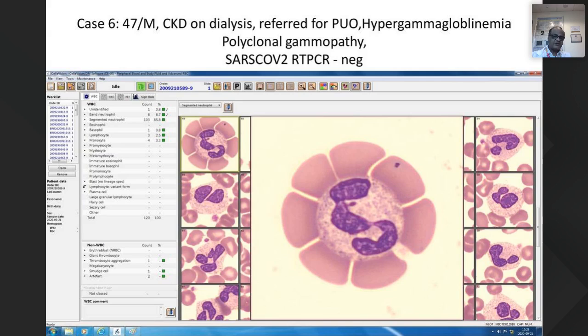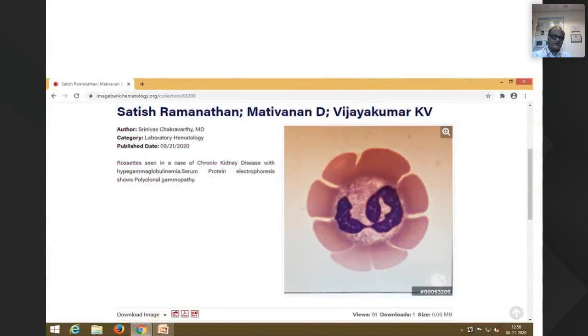This is a beautiful rosette of the RBCs around the neutrophils. This was a case of a 47-year-old male, chronic kidney patient on dialysis, had hypergammaglobulinemia, polyclonal gammopathy, and RT-PCR was negative. So we were so thrilled to see the cells, captured the picture, and we submitted to ASH. When we submitted to ASH, it got published within a span of 24 hours.